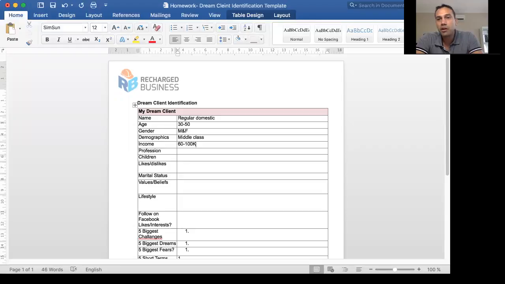60 to 100K. People earning over 100K aren't your average middle class general. They still are, it just depends. You might be able to go to 150K. Usually these are business owners or doctors or lawyers. That's pretty much the only people making 150K these days. So profession, we're just talking working class, regular domestic customers.